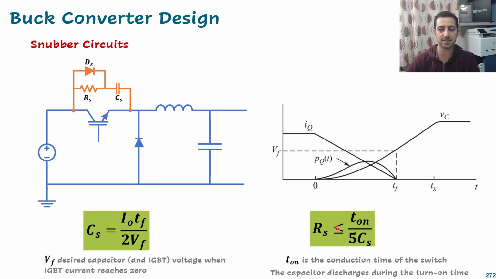So we choose it as this because we want the capacitor to finish discharging during the conduction time. During the conduction time, that capacitor will still be discharging its charge through the switch, and we want that discharging process to happen very quickly. So that's why we choose it to be 5 times less, or 1/5 of the T on.